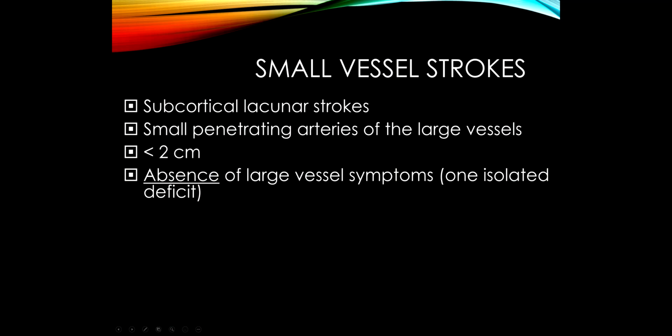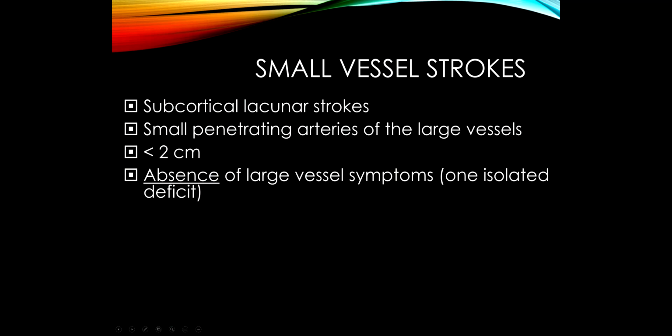All right. Next, let's go over the small vessel stroke syndromes, or the lacunar strokes. And so these are subcortical strokes that are less than 2 centimeters, and they're due to involvement of the small penetrating arteries. And so diabetes is a major risk factor for these because of its involvement on the small blood vessels. All the other risk factors, dyslipidemia, hypertension, certainly contribute, smoking, and so on.